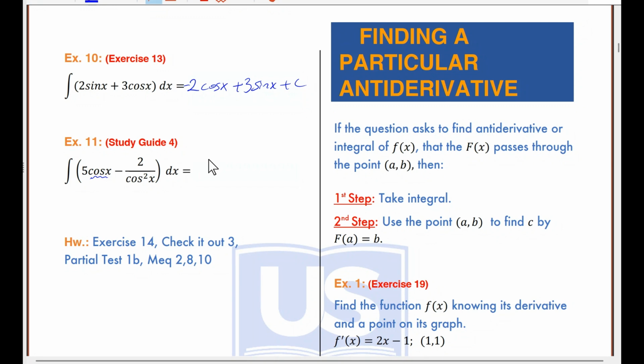The integral of cosine is sine. 5 sine x. Minus 2 is the coefficient. The integral of 1 over cosine squared is tangent. Plus c. So I'm done explaining the rules of integration. So we solved questions about every rule. We are done with the antiderivative topic.